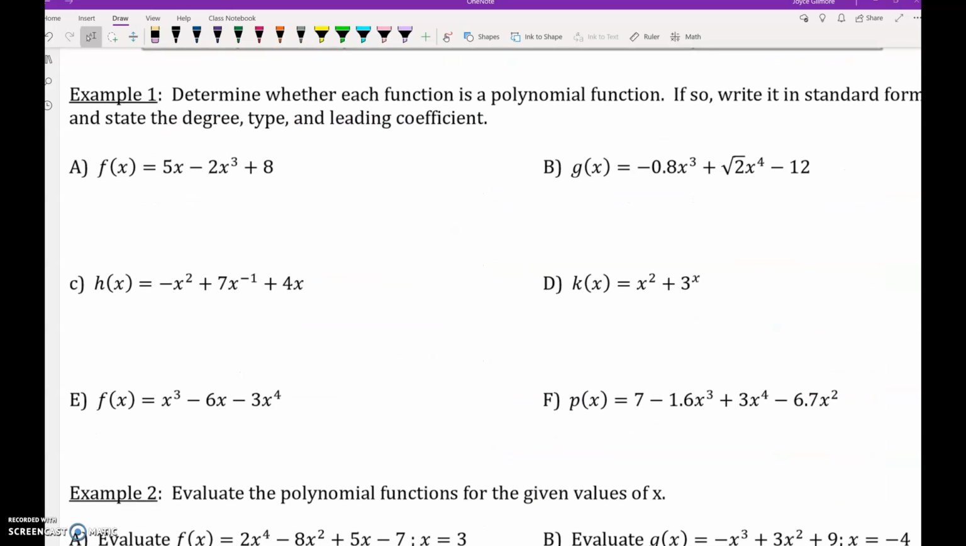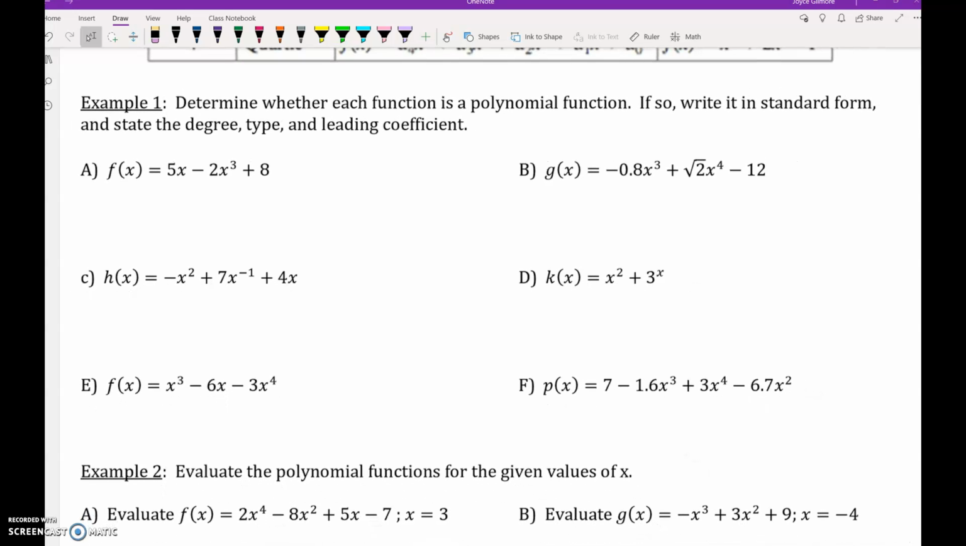On these examples, we need to decide, first, is it a polynomial? So does it follow the rules of polynomials? If it is a polynomial, we need to write it in standard form. Then we need to state the degree, the type, and the leading coefficient.